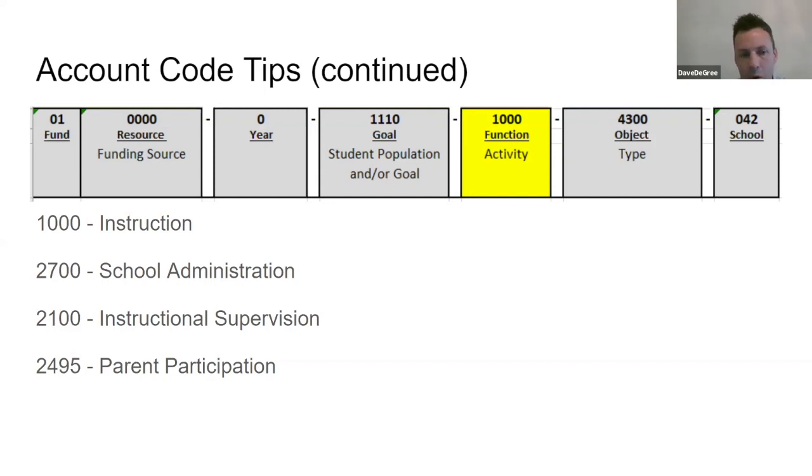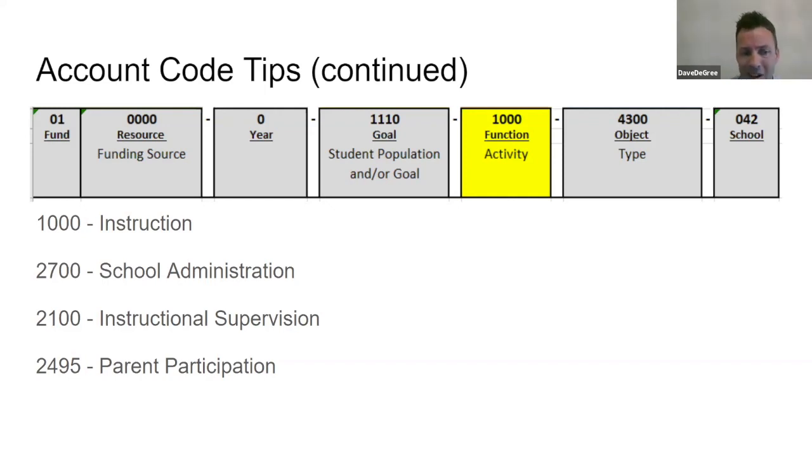But if a principal is going to a conference, we're actually going to follow the principal's salary account, and it's going to be coded to function 2700 school admin. Same thing with the office manager. Or if you're purchasing office supplies or something like that, we would use function 2700.